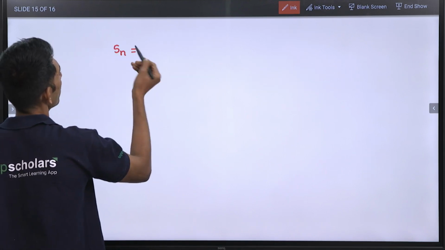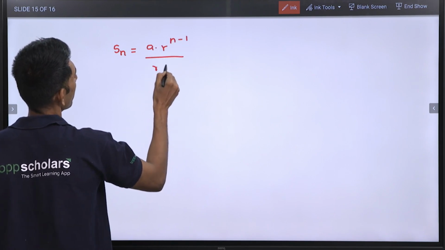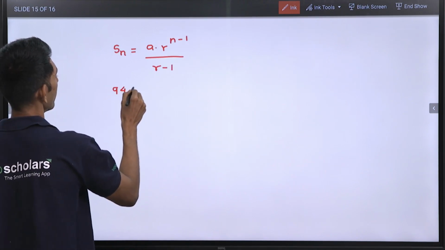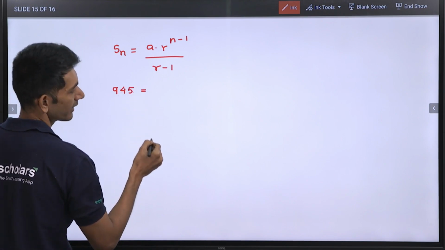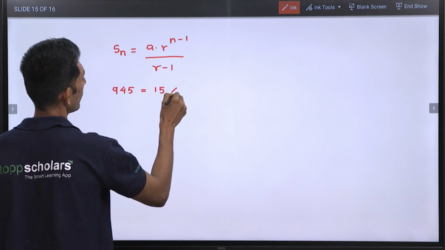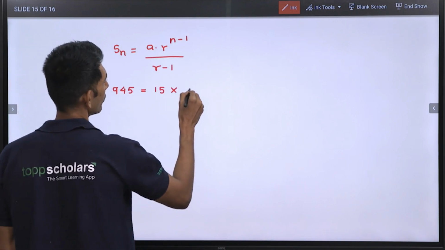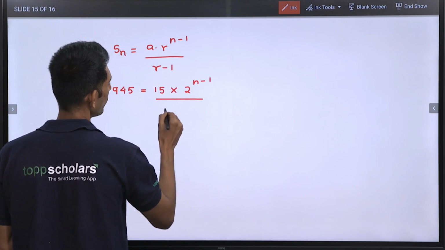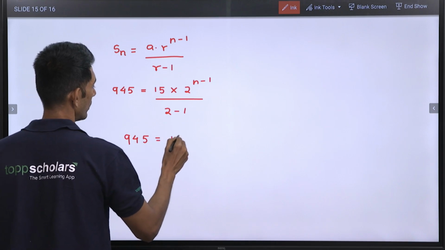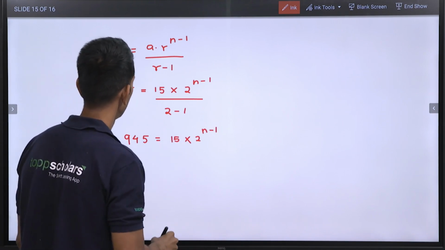Now Sn is given. What is the formula for Sn? Sn is equal to a into r raised to n minus 1 by r minus 1. This is the formula. But what is Sn? Sn is 945, which is equal to a. A is how much? A is 15. So 15 into r raised to n minus 1. R is 2, isn't it? Yes. So 2 raised to n minus 1 by 2 minus 1. 2 minus 1 is 1. So 945 is equal to 15 into 2 raised to n minus 1. Divide by 15 now.